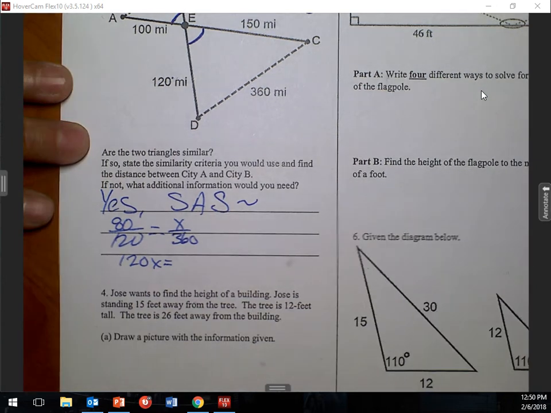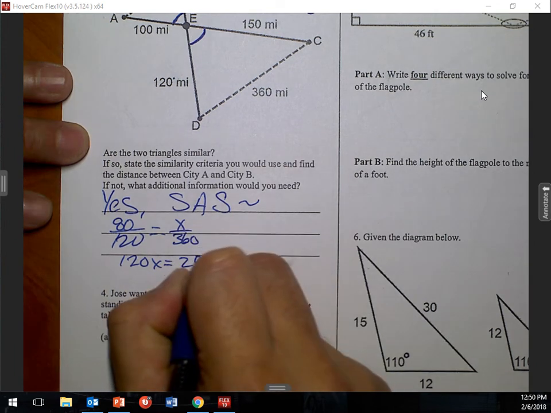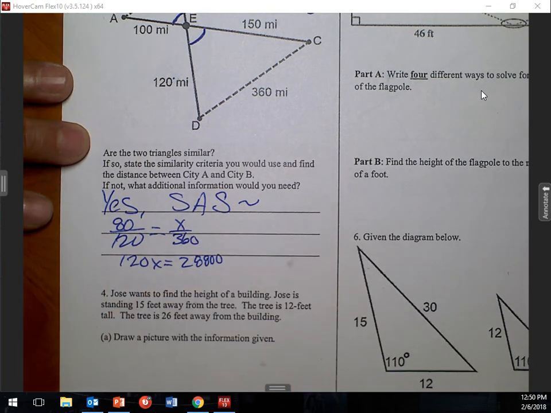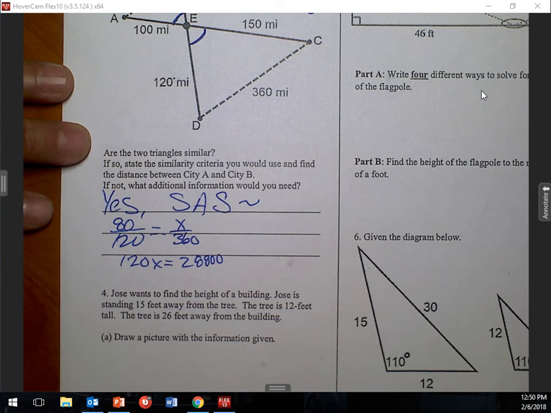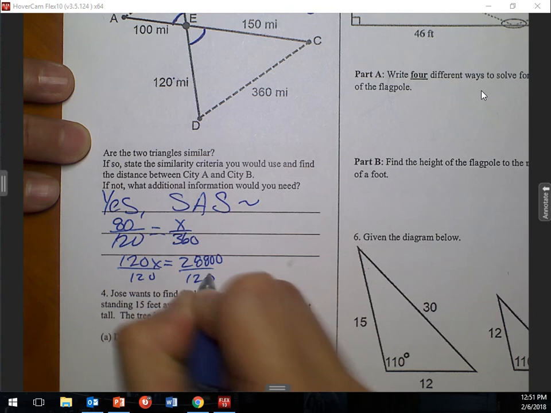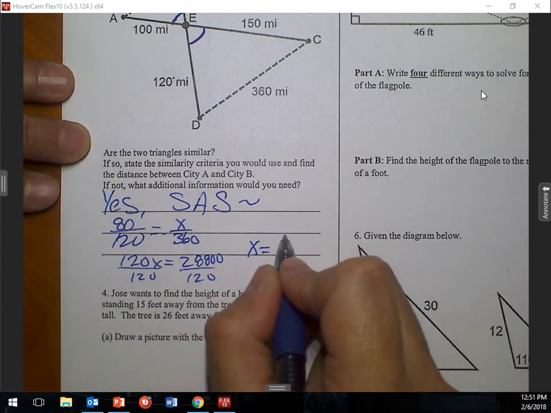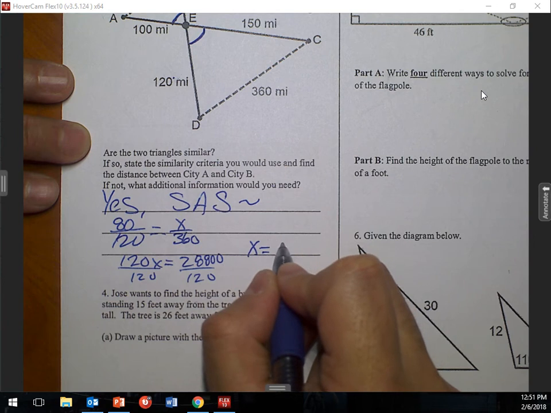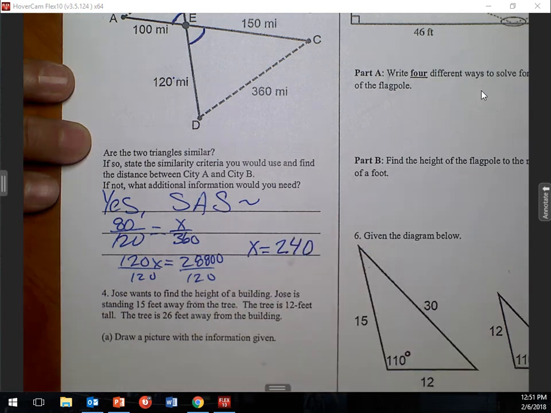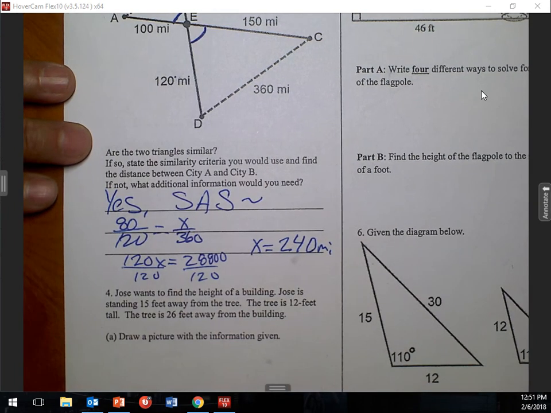What do we get? 28800. 28800, like that? Yep. Ooh, good. Divide both sides by 120. Very good. X is 240. 240 what? Miles. All my units over here are in miles, so therefore those units are in miles.